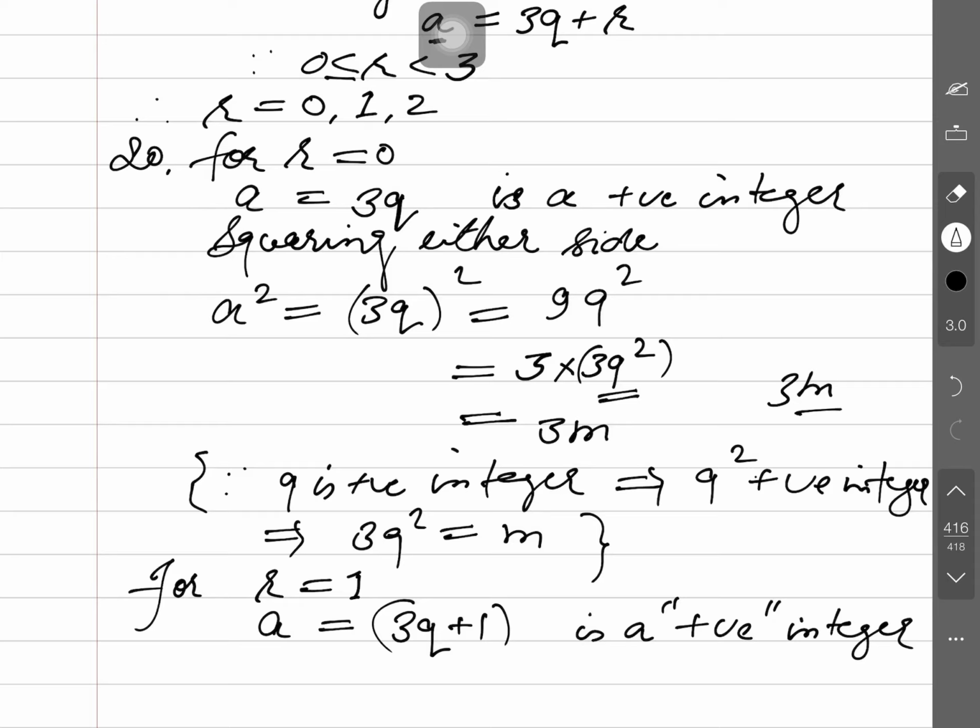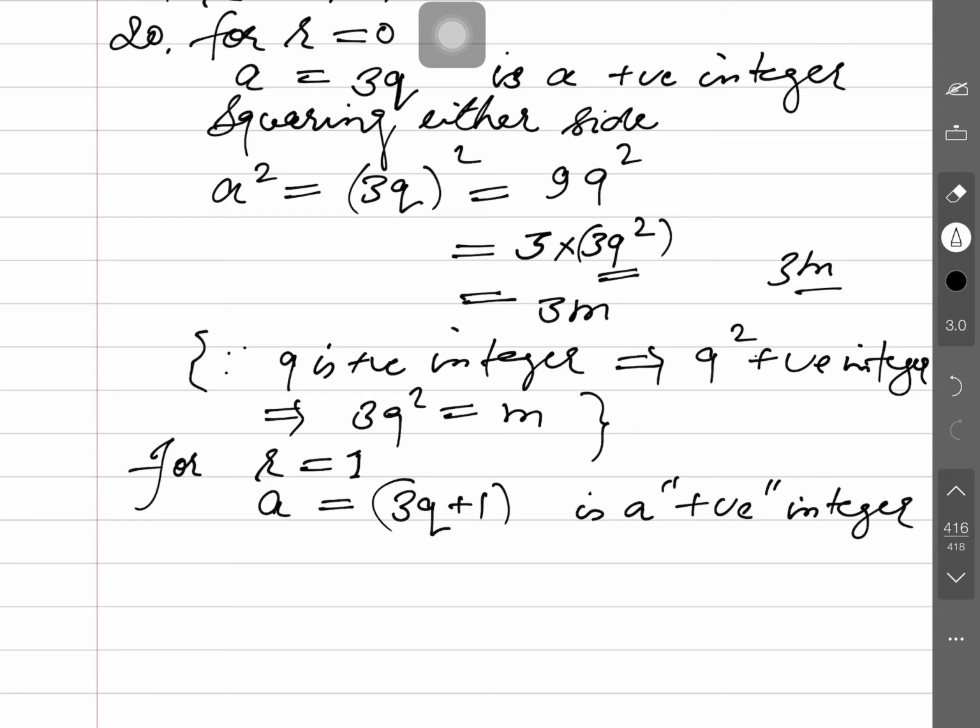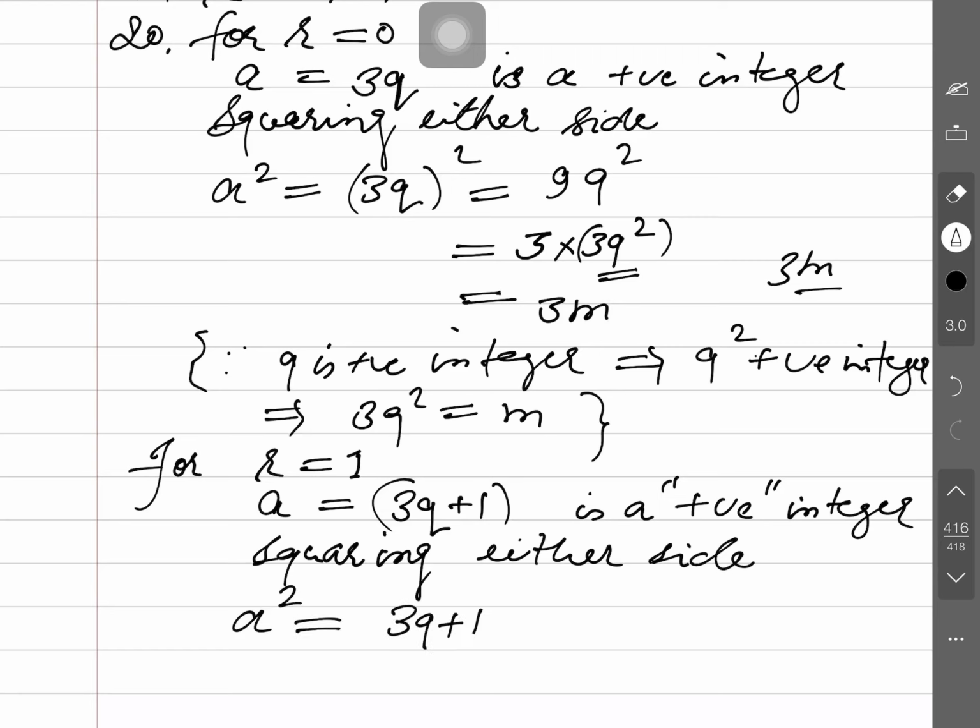Now come again here. I was just explaining this concept. Again, what is to be proved here? The squaring of either side. So do the square please. Now I am writing here squaring either side. Taking square on either side, 3q plus 1 whole square. Further is to be done.